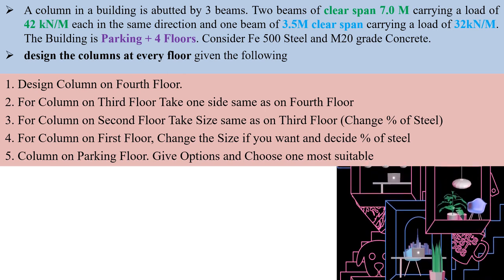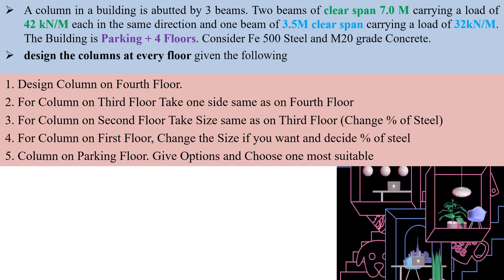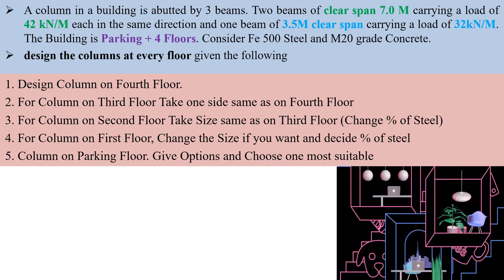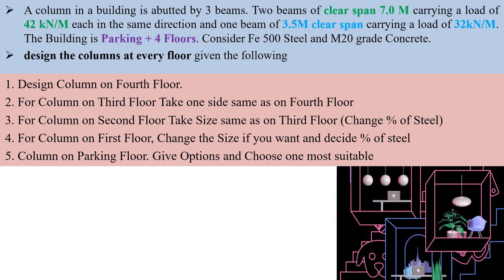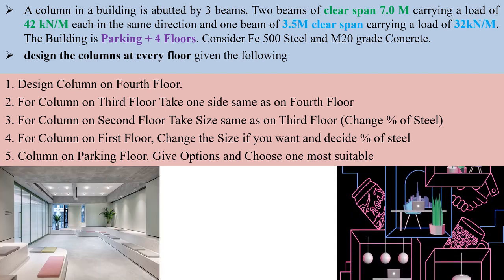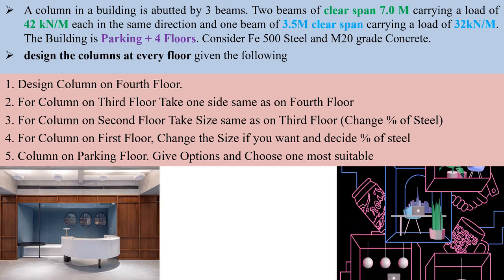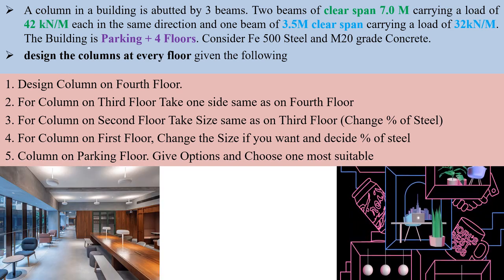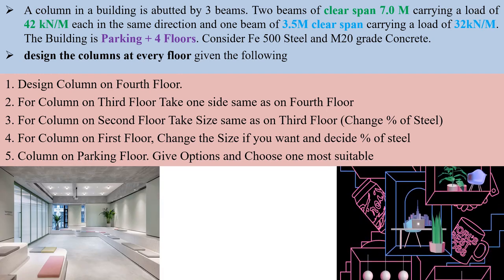If I take the same size as the third floor, the load is going to increase, so I need to increase the percentage of steel. If you have seen the first video, the concept will be clear on why I'm assuming this. Moving to the fourth point, for the column on the first floor, change the size if you want and decide the percentage of steel. Here we have given an option: you can change the size if you want, and you need to play with the percentage of steel.